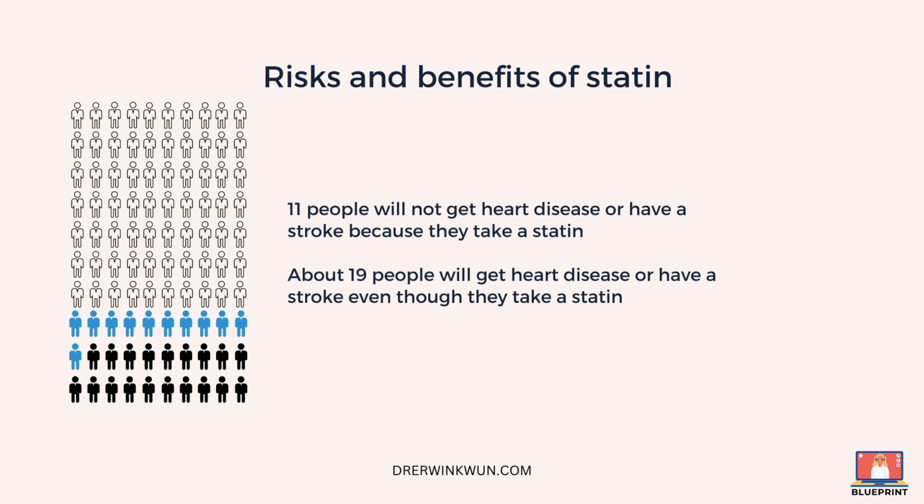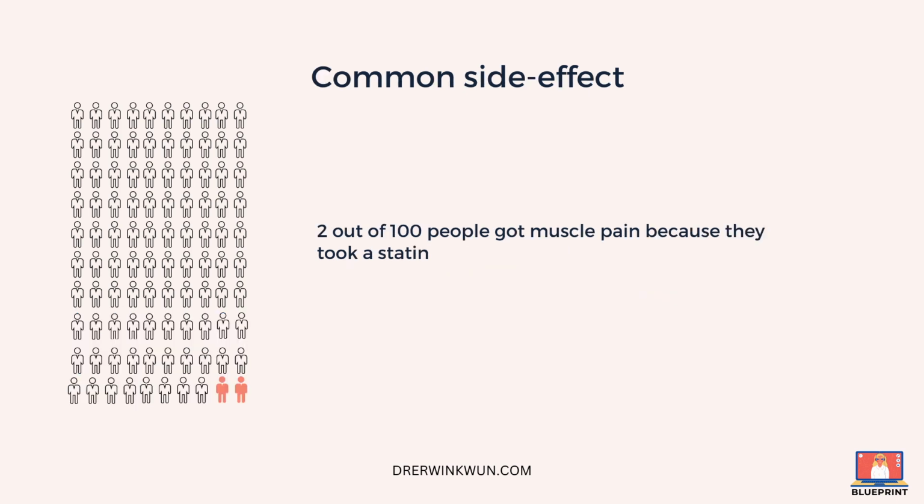Then we need to think about what the side effects of statins are. So a common side effect that a patient might be concerned about is muscle aches and pain. If we think about how many people out of 100 who take a statin will have it, the statistic shows that it's 2 out of 100 people. So by having that discussion of the numbers with your patient, the patient might be in a better position to make an informed decision. So this is where shared decision-making comes in, where you discuss the pros and cons and help the patient to make a decision.